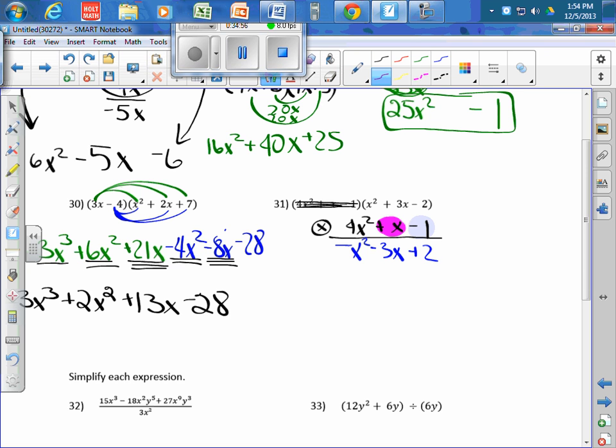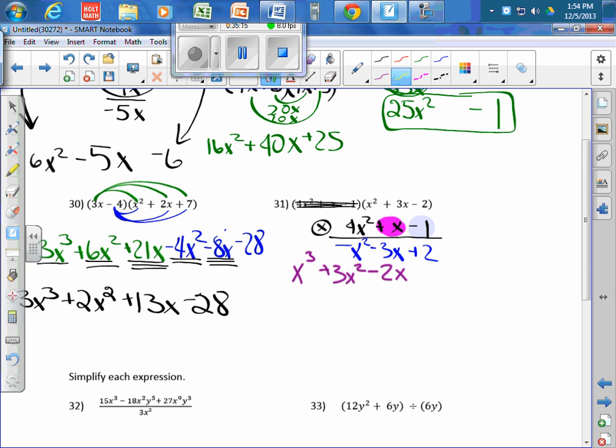So x times negative 2 is negative 2x, and I'm going to put it here. My like terms will line up. X times 3x, positive 3x squared. My like terms line up. And then x times x squared is x to the third.